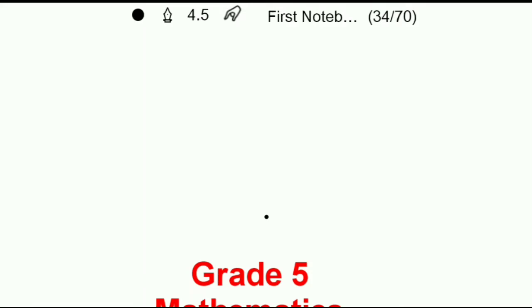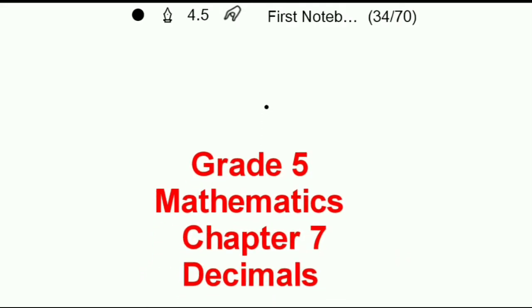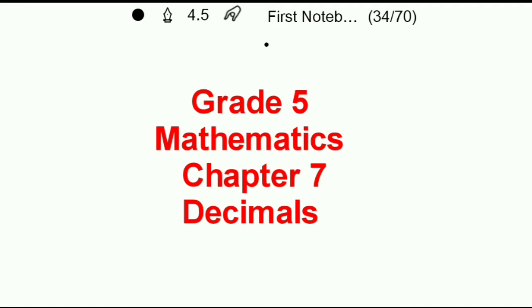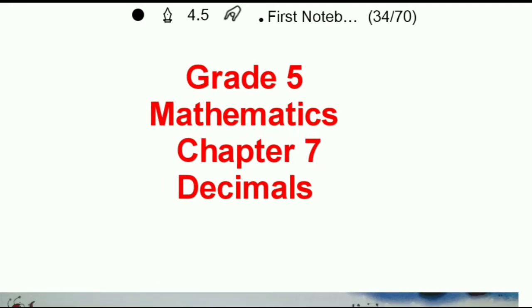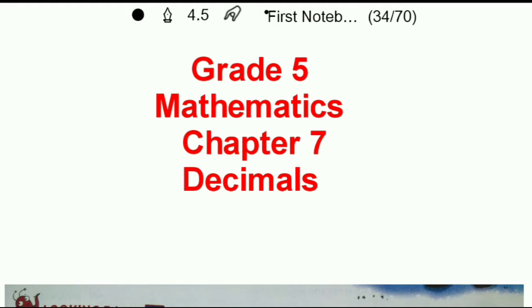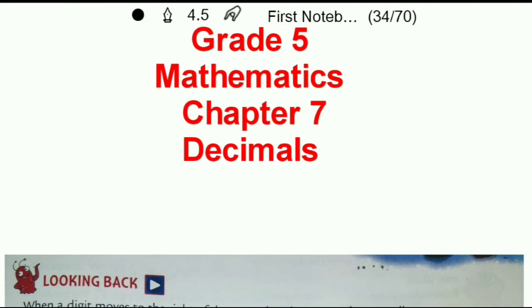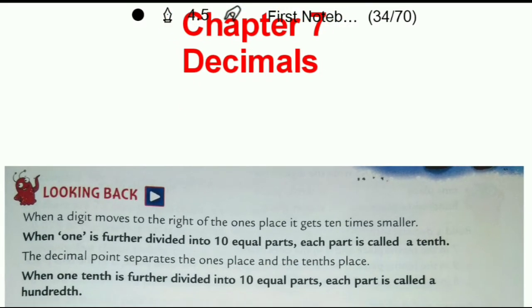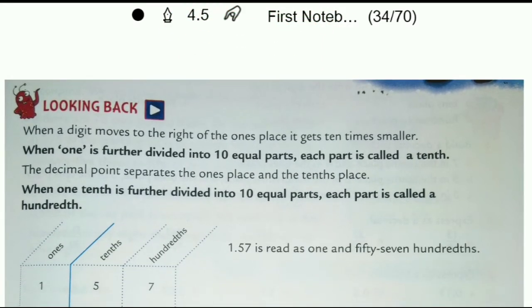Welcome to all. Today I am going to start a new chapter, chapter number 7, decimal part 1. Earlier we have discussed multiplication, addition, subtraction and division. In there also we have learned decimals, but here we will learn the 10th part, 100th part and the 1000th part of a decimal. In this one, see, when a digit moves to the right of the ones, it gets 10 times smaller.